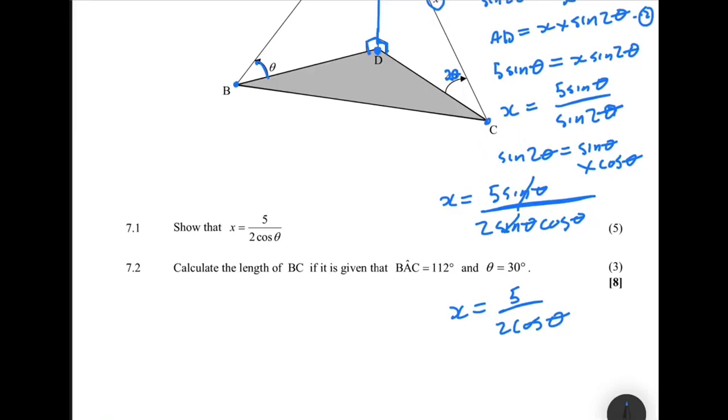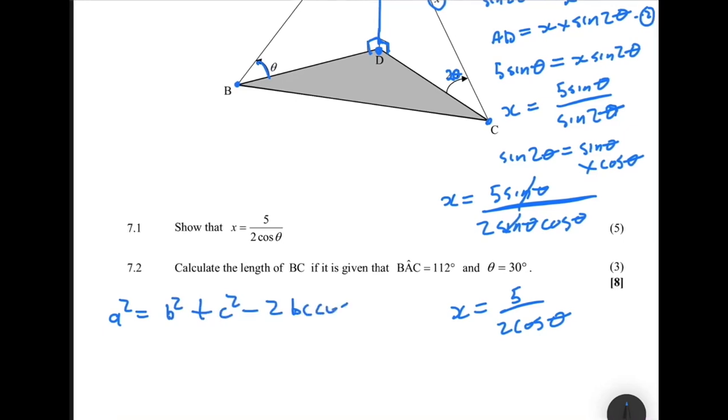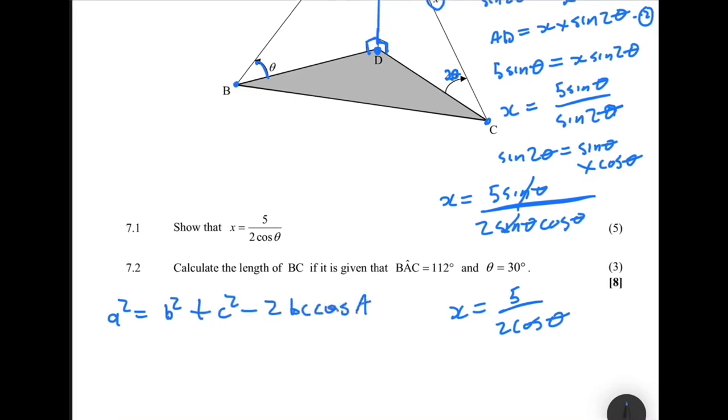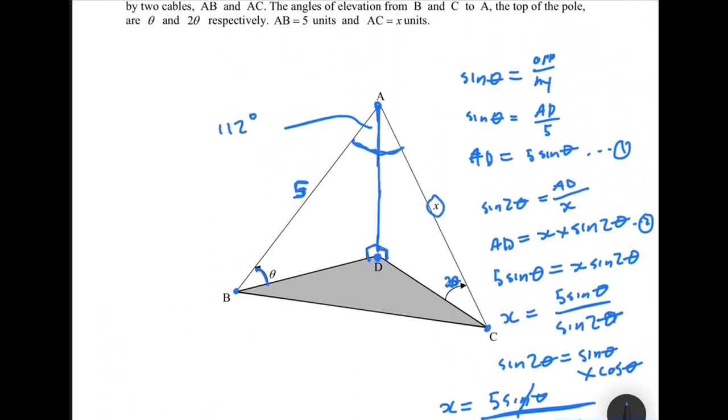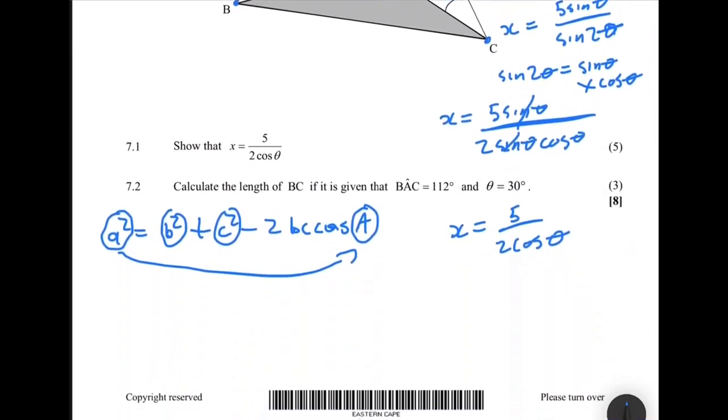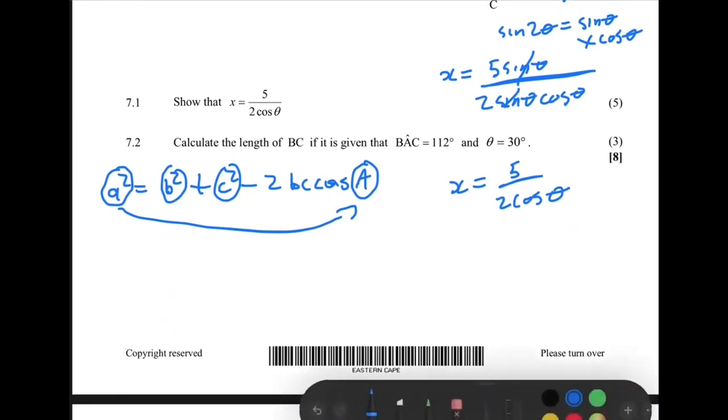We know from definition that the cosine law says that a squared is equal to b squared plus c squared minus 2bc cos of A. So a is the side you're interested in, b and c are the other two sides of the triangle, and A is the angle which is opposite to the side you're looking for. So if we're looking for BC, A here will be 112 degrees. So let's apply the same idea.